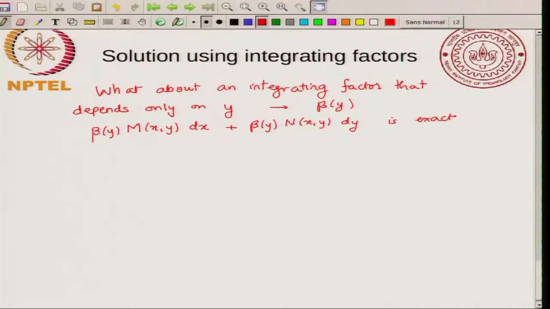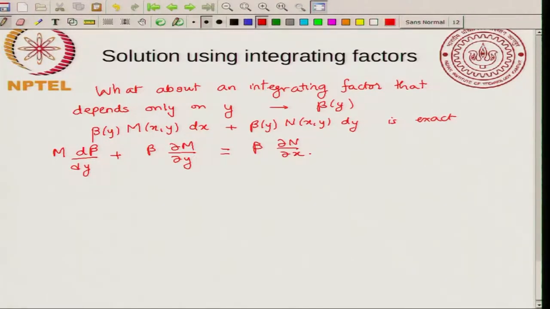Okay. And if you go through the same exercise that we went through earlier, what you would say is that you would put the condition, if this is exact, that means derivative of this quantity with respect to y. Now, that will have two terms: m times d beta by dy plus beta times dou m by dou y, and this should be equal to the derivative with respect to x. Now, beta is independent of x. So, I can just write beta times dou n by dou x.